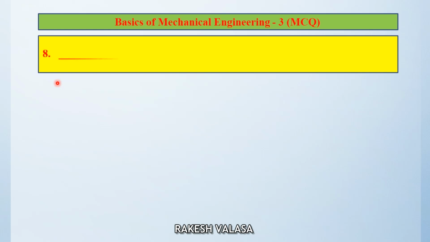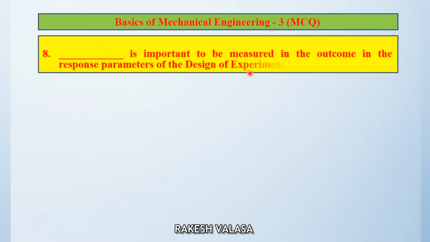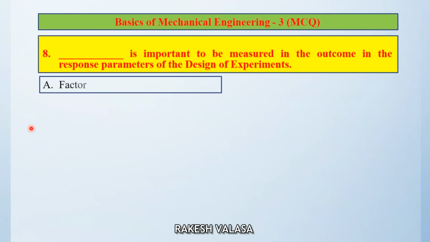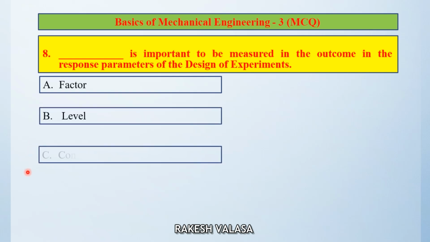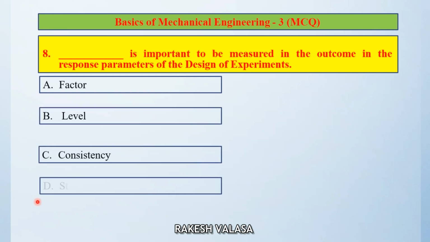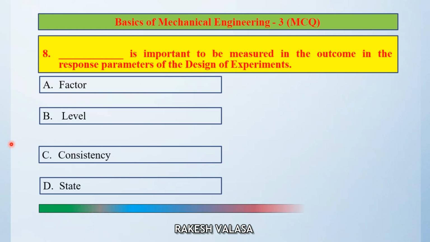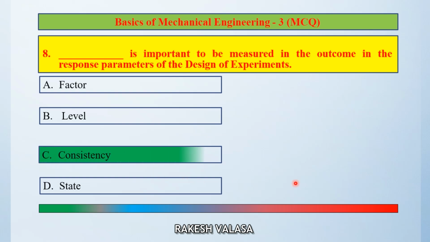Question number 8. Dash is important to be measured in the outcome in the response parameters of the design of experiments. Option A, factor. Option B, level. Option C, consistency. Option D, state. The correct answer is option C, consistency. Let us see the explanation.